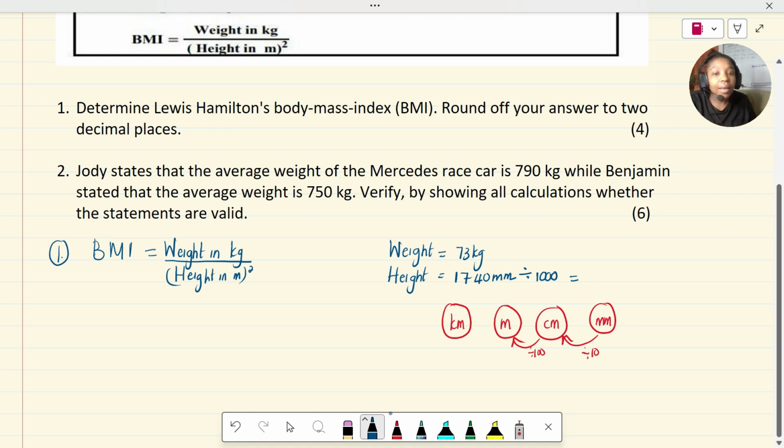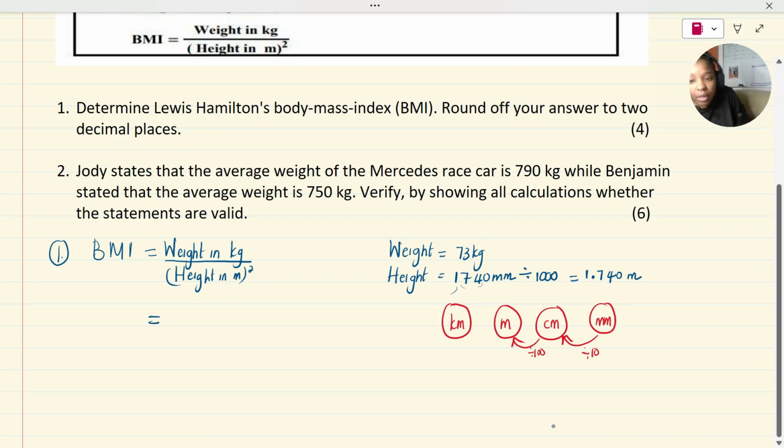So if we take 1,740 millimeters divided by 1,000, it's just going to be 1.740 meters. So that's basically our height in meters. And now we're ready to substitute everything into our formula. Remember, we're just trying to calculate Lewis Hamilton's BMI. So what is his weight? His weight is equal to 73 kilograms. What is his height? His height is equal to 1.74 meters, all squared.